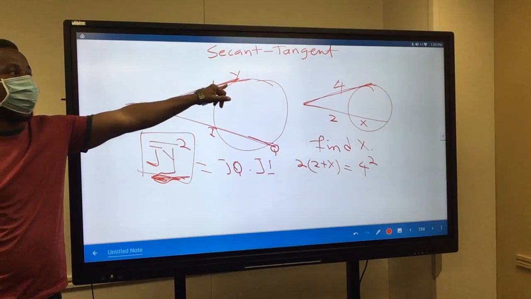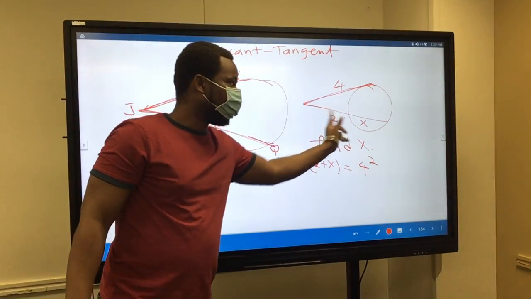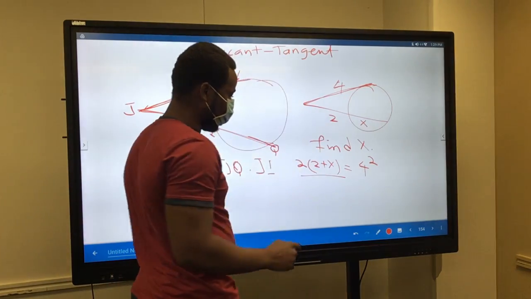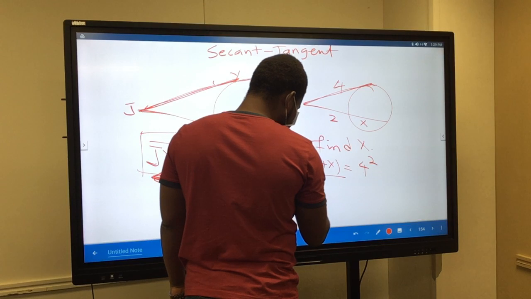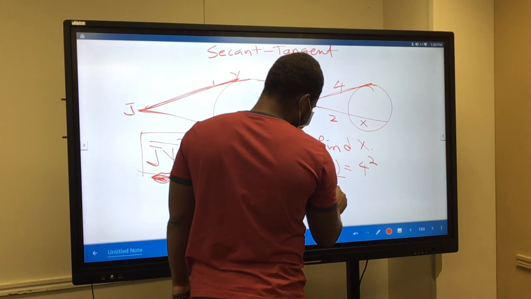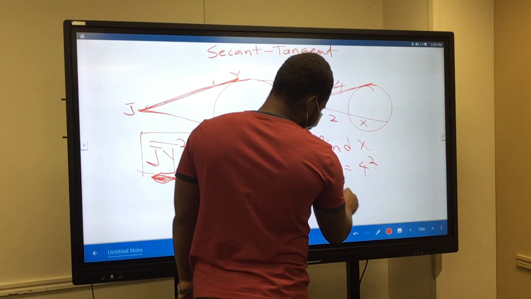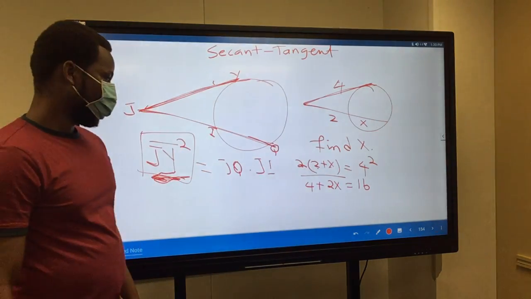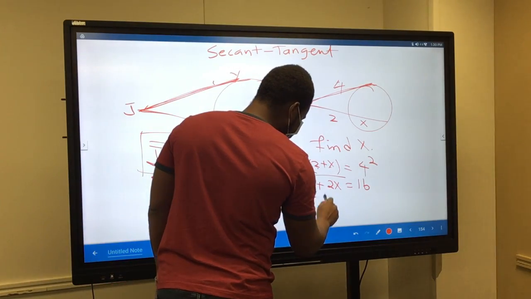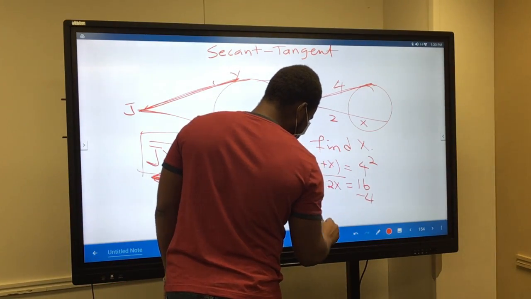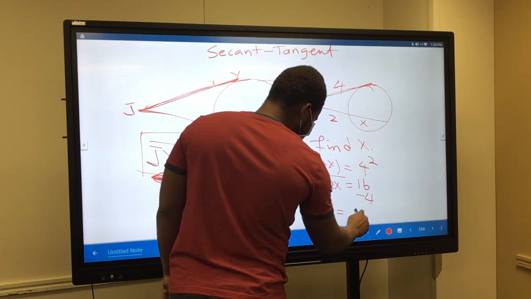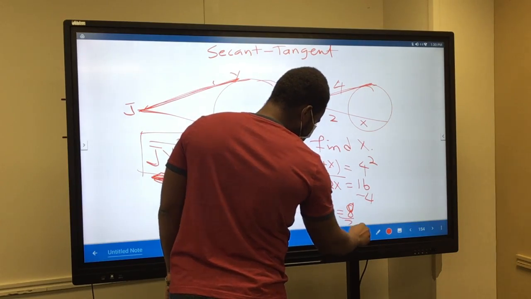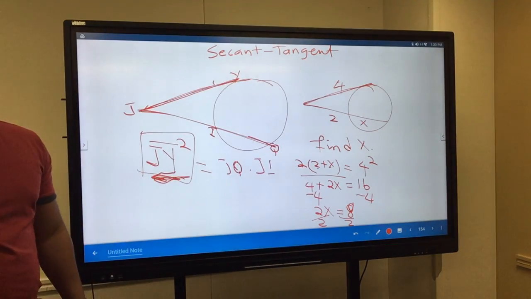So the tangent squared will be equal to what we normally do for the tangent. So let's solve for this. What is 2 times 2? 4. 2 times x is 2x, right? 4 squared is 16. Now, how do we find this? 16 minus 4, and 2x is equal to 8. X will be equal to what? Divide by 2, divide by 2. X will be 4.